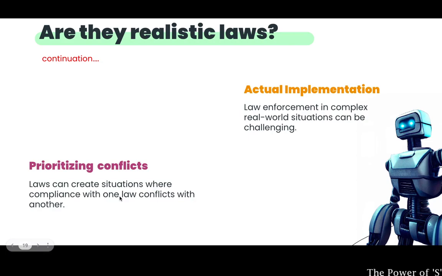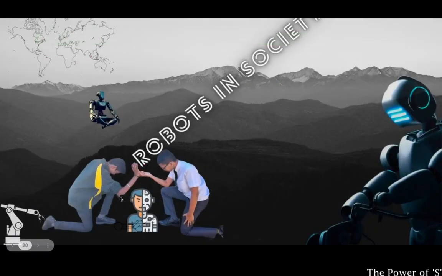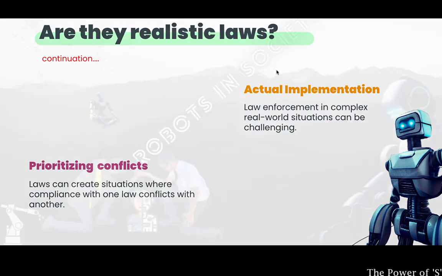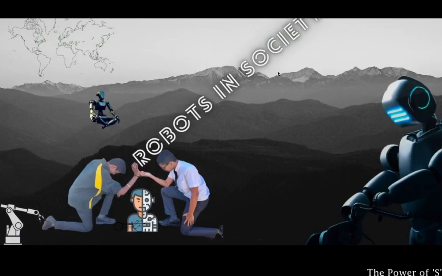Laws can also create situations where compliance with one another is less, and actual implementation. So implementing all this in real life is challenging and complex. That's why even the Tesla bot, which was announced a year ago, still has no updates, and it still won't for another 3-4 years. Now, moving on to our part B.